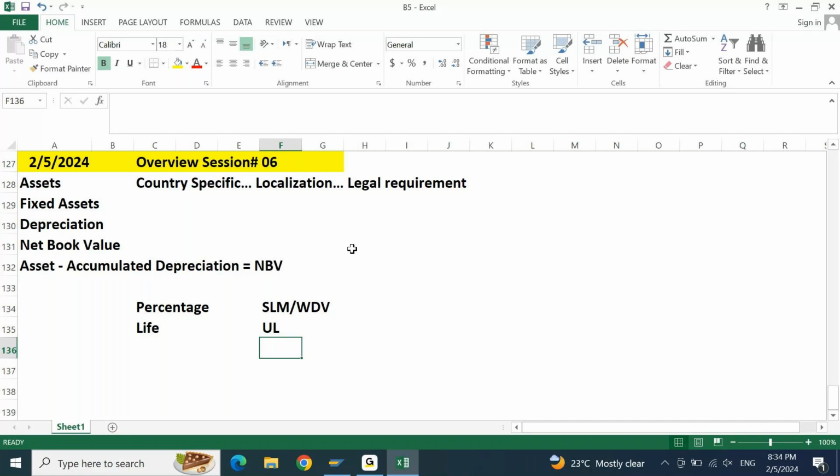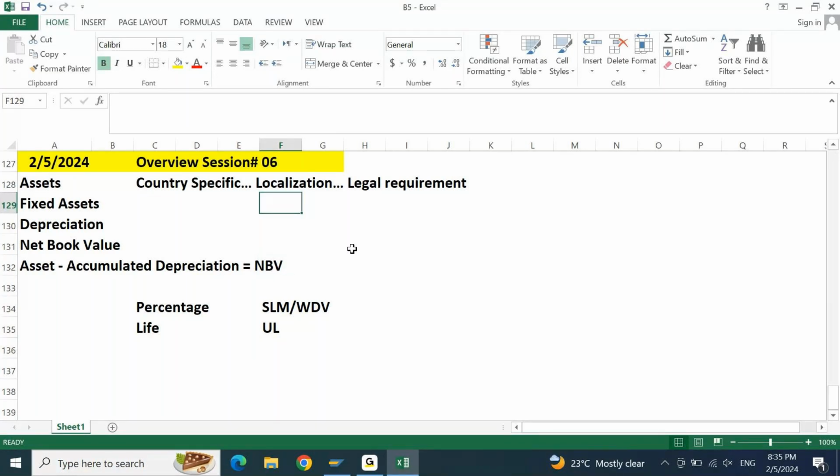And when you sit with your client, make sure you know which client you are working for. When you understand who your client is, understand for which location you are going to configure asset accounting. Meaning, if you are configuring it for India, understand how fixed assets are treated in India. If you are configuring it for the US or any other country, understand how assets are treated in that country. When you get this basic information, you have some knowledge, because this is country specific, this is your localization, this is a legal requirement.